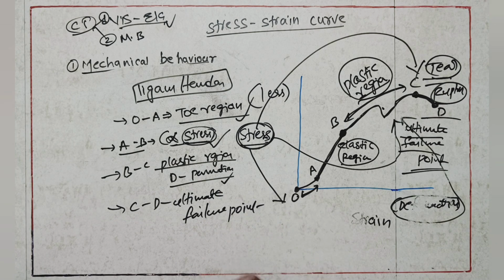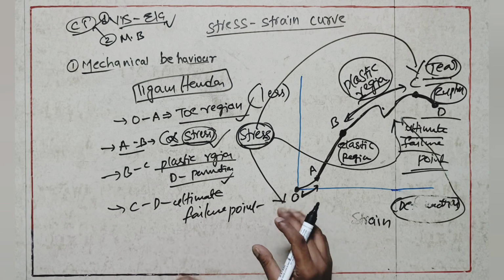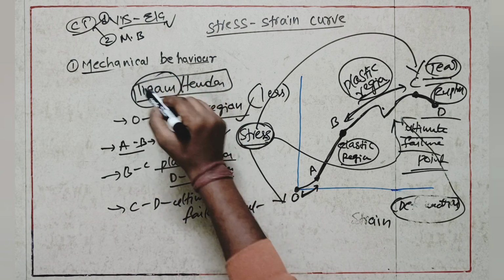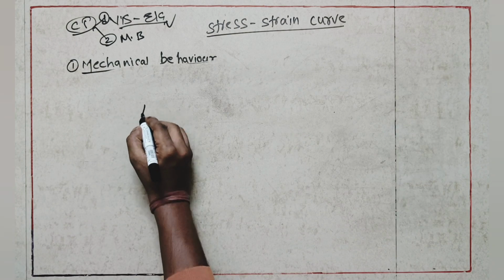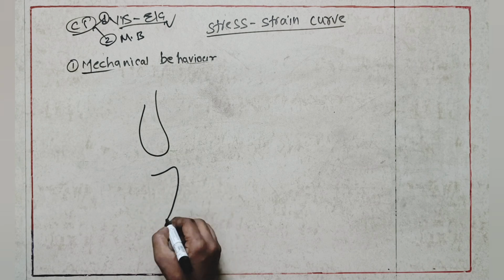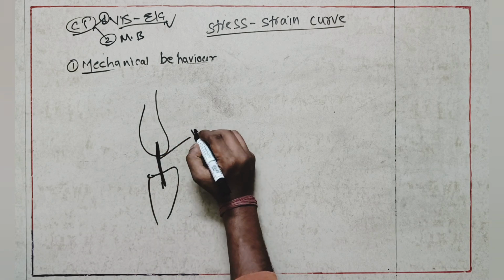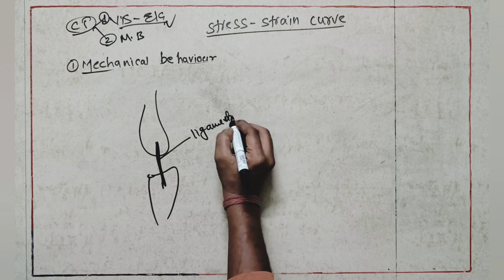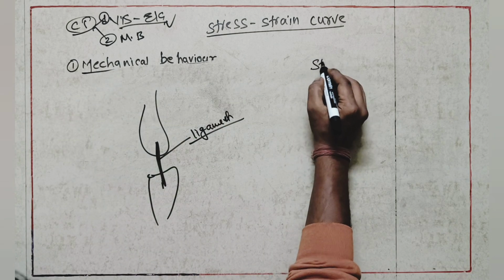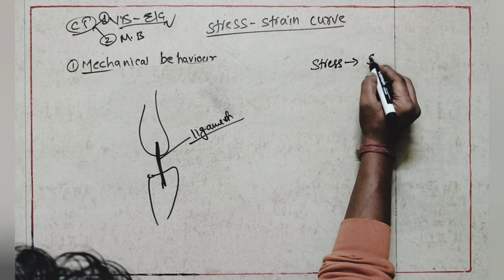This is about the stress and strain of the ligament, or maybe the tendon. Suppose here one bone is there, here one more bone is there, and between these two we will have one ligament. According to the stress-strain curve, see stress and strain.